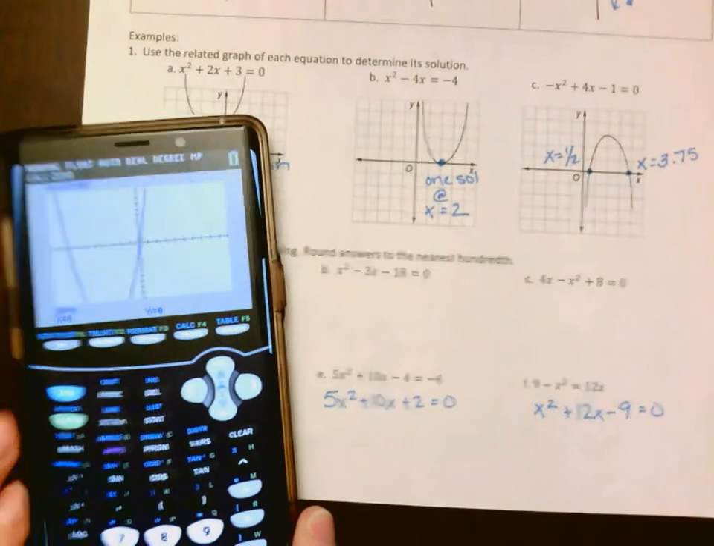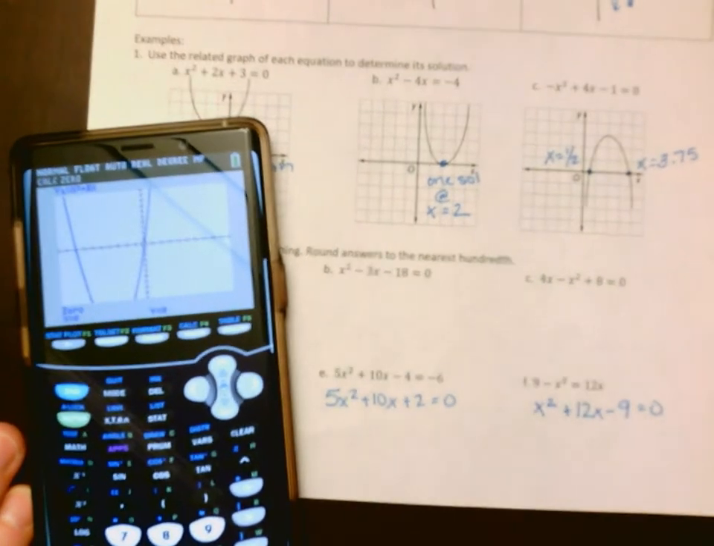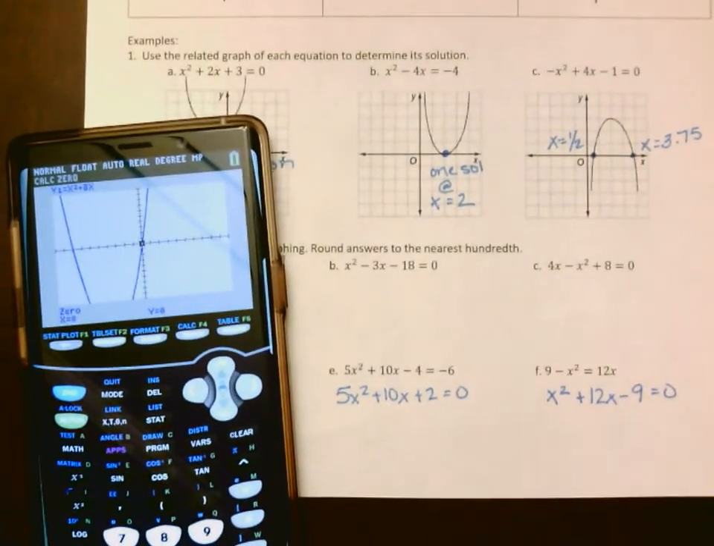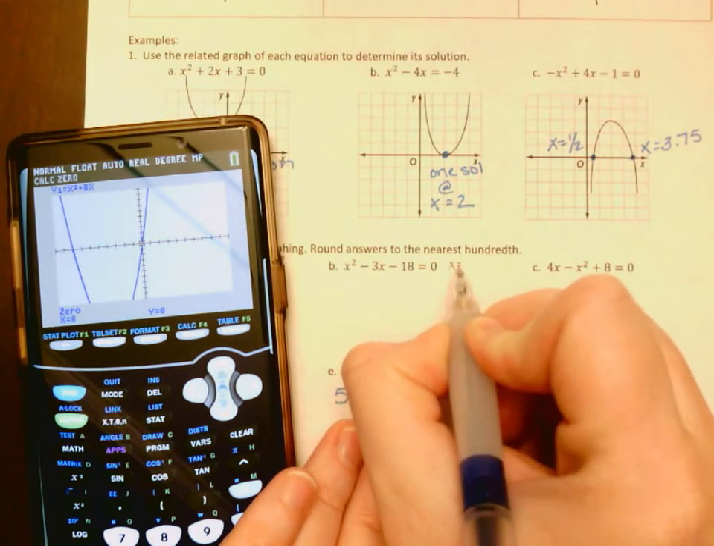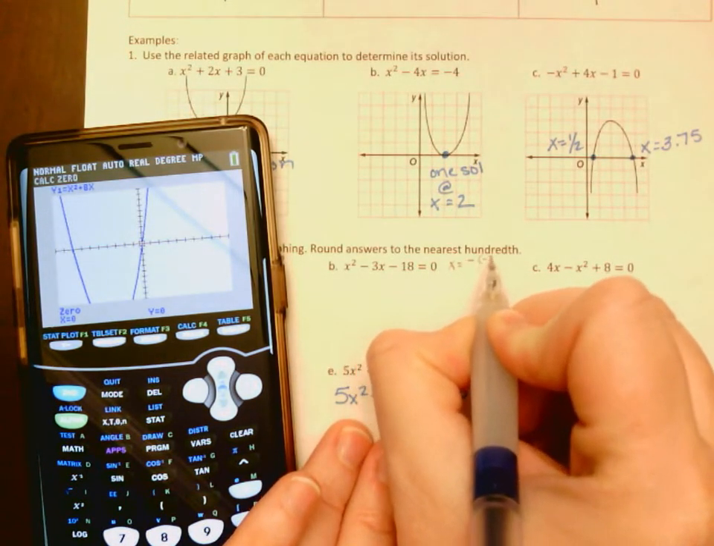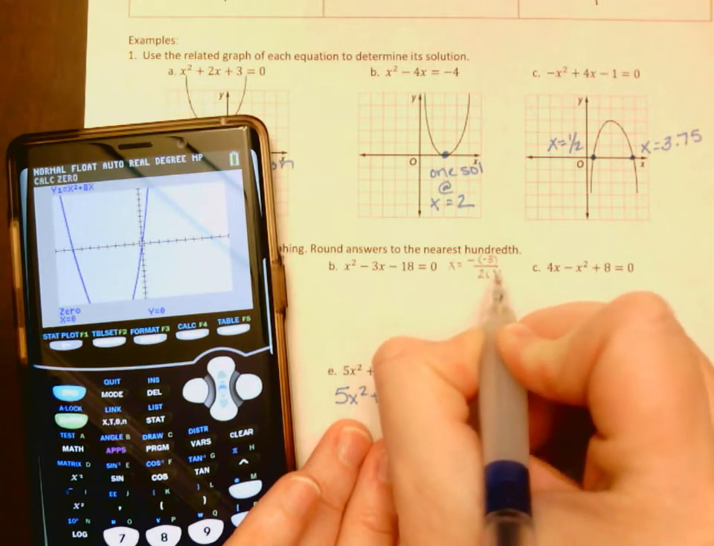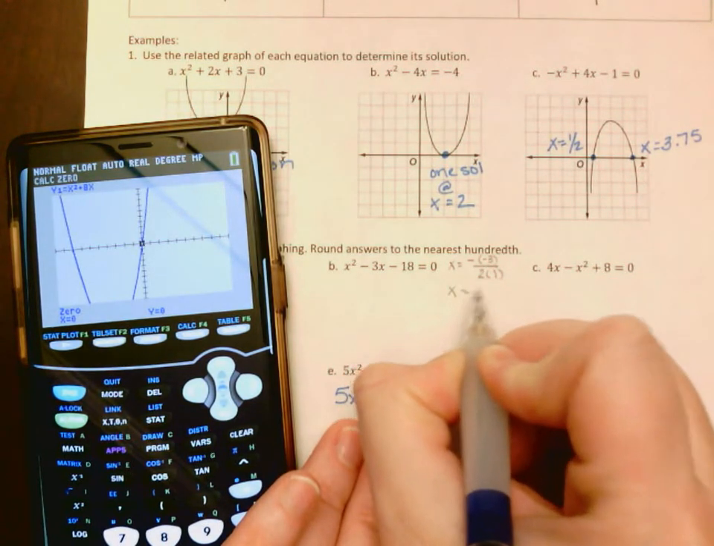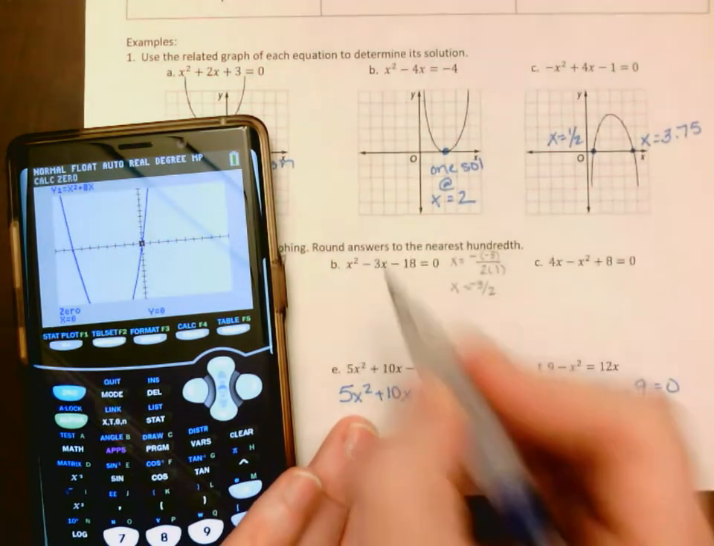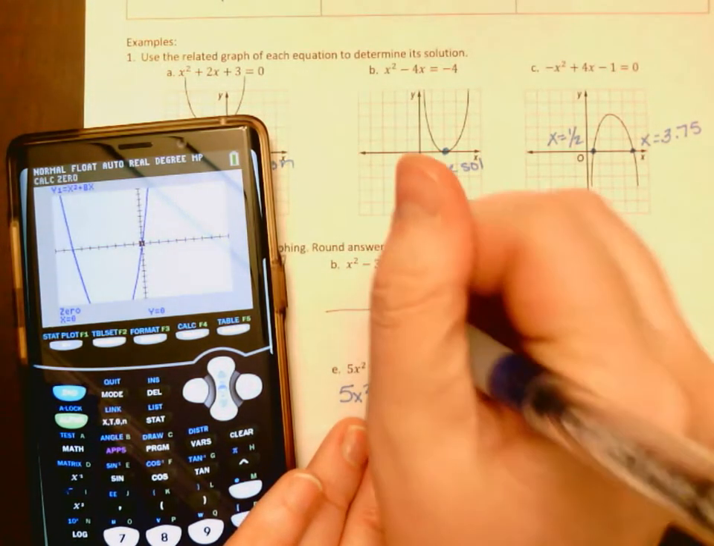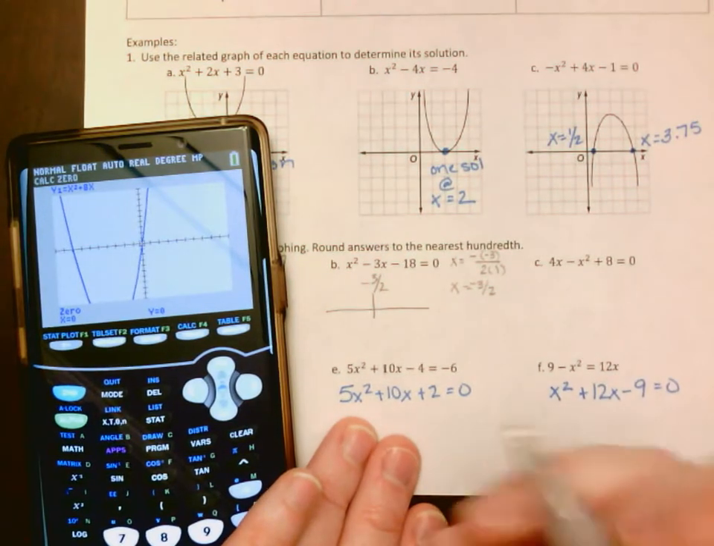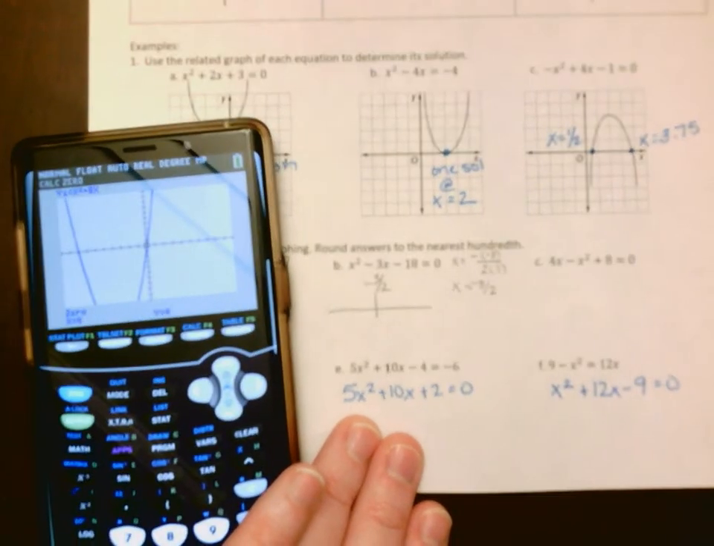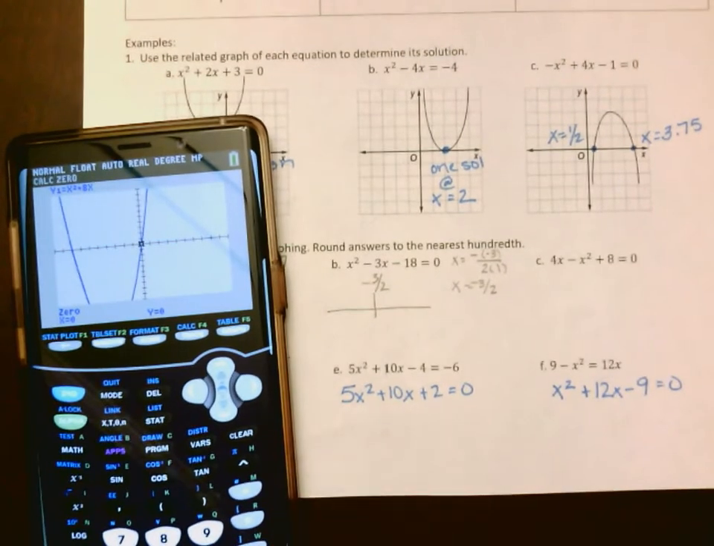So this next one here, I have x equals negative times a negative 3 divided by 2 times 1, which gives me x equals negative 3 halves. So on my bound, I know negative 3 halves is my vertex. And so I'm going to type this equation in my calculator.